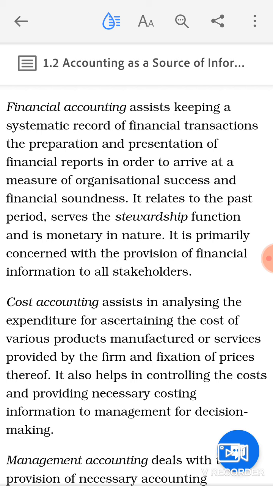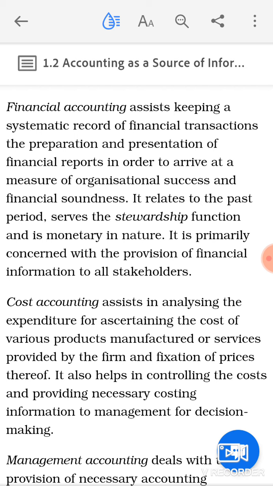For example, if we add a 20% profit margin, then 100 plus 20% of that, which is 20, means we can fix the price as 120. So unless we come to know about the cost of production, it will be very difficult for us to fix the price of the product or the services. So cost accounting helps in fixing the price of the products or services.